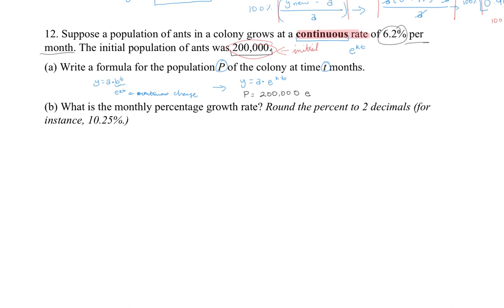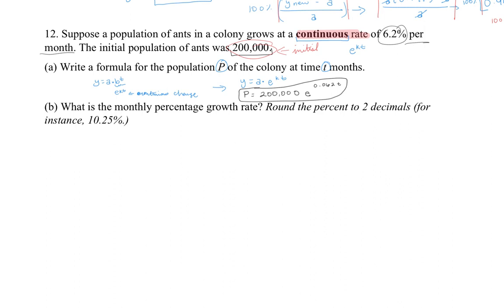e is just a value, so we keep that there. k we were given as 6.2%, so that's just 0.062. And then t is our time in months, so that's just t right there. And that is our answer. So unlike our b, where we had to either subtract it from 100 or add it to 100, our k is just the number we're given. And that is only if it says a continuous rate.